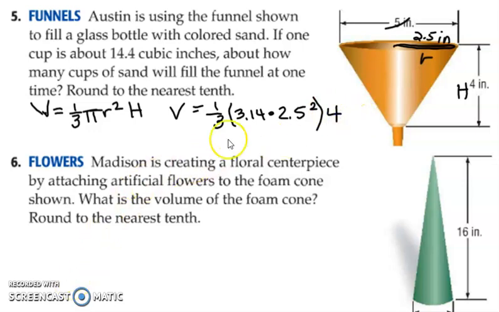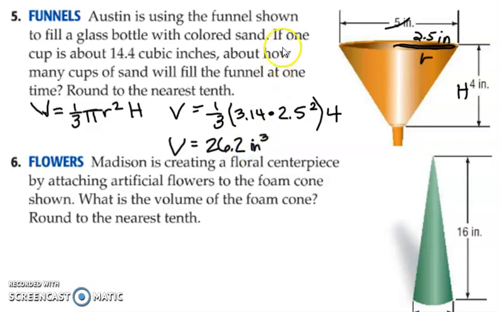Okay, pause it. Why don't you try and do what we did before, where you multiply these 3 numbers and then divide by 3. I will do it with the 1/3. You do it like that, and let's see what we get. So for your volume, did you get 26.16666? So it's about 26.2, and that is in cubic inches.